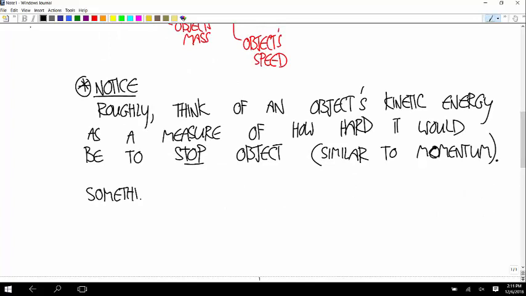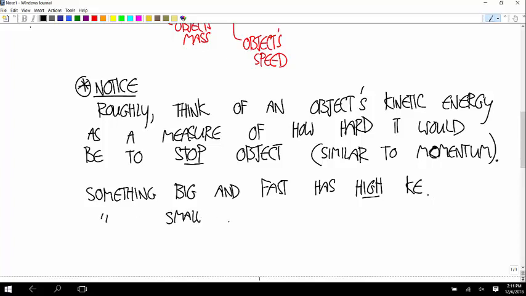So something big and fast has a lot of kinetic energy. Like a semi-truck has a lot of kinetic energy. Something small and slow has low kinetic energy, like a snail. So a semi-truck has a lot more kinetic energy than a snail.